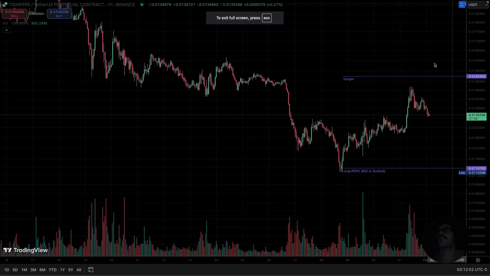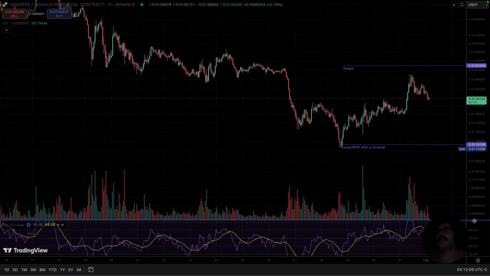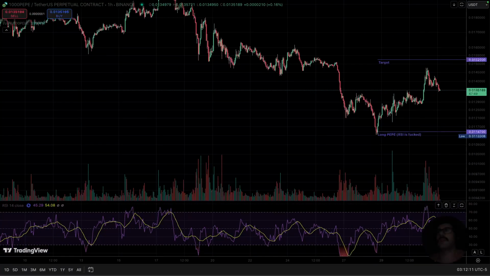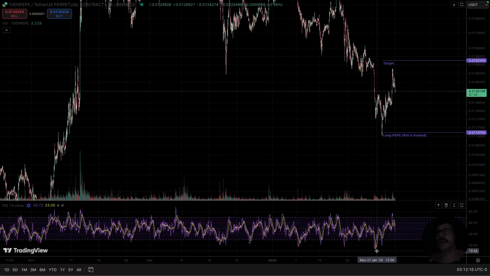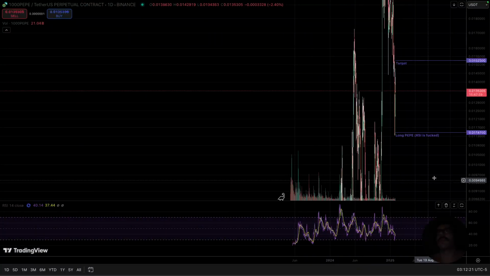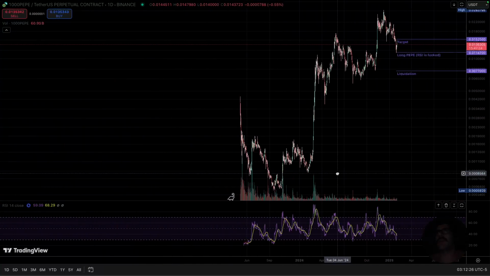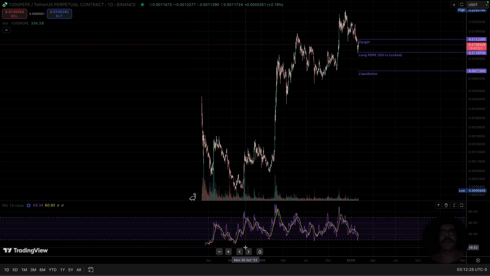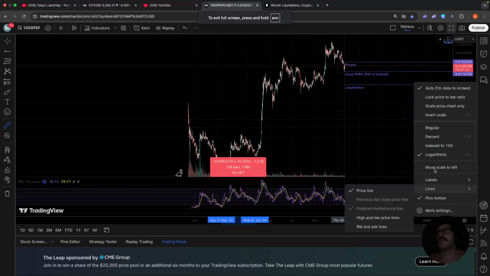But the point that I want to show here is why I opened a long position here. I just look at the RSI, the Relative Strength Index. If you see in the past, all of these times that the RSI in the daily candle goes very low, it tends to pump back. So you see here, it was low, and it pumped like 45%.